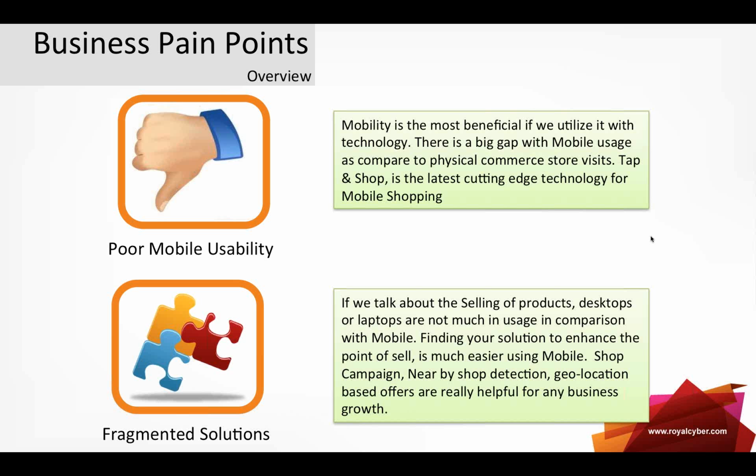Fragmented solutions is another business pain point. If you talk about selling products, desktops or laptops are not much in usage in comparison with mobile these days. So finding a solution to enhance the point of sale is much easier using mobile. Things like shop campaigns, nearby shop detection, and geolocation based offers are really helpful for any business growth. So we really have to understand what the fragmented solutions are and then try to capitalize on how we can make this pain point go away from an enterprise consumer perspective.